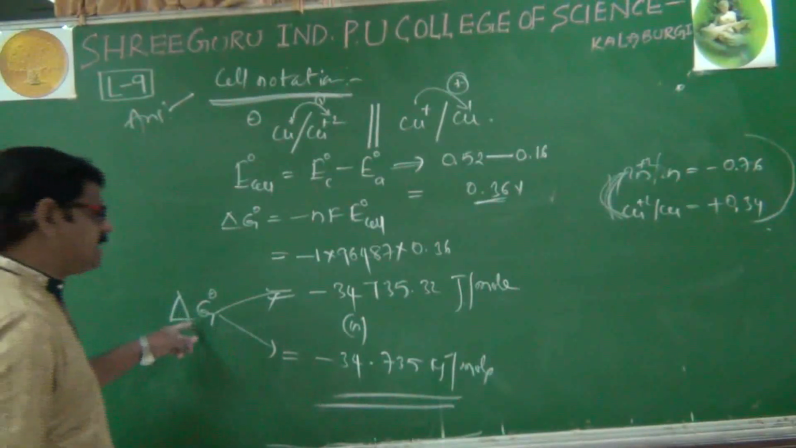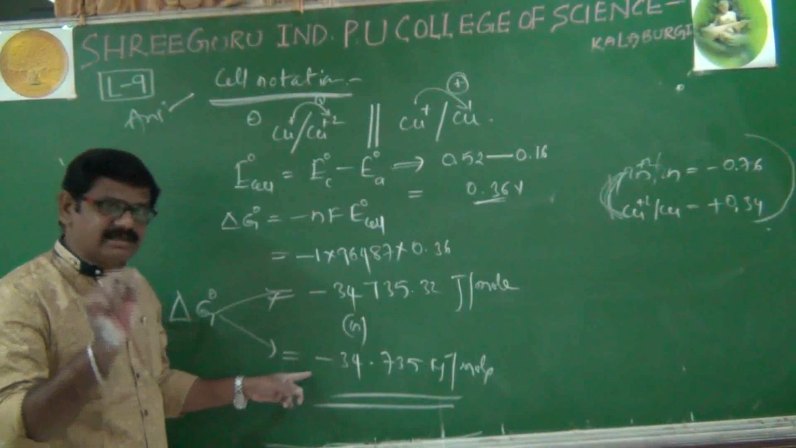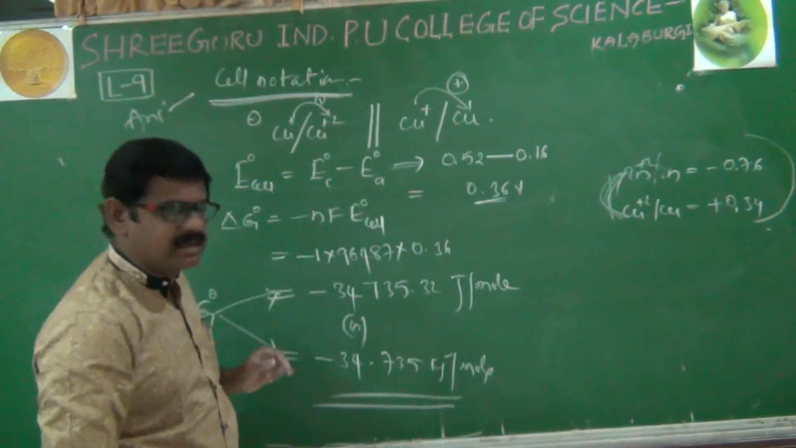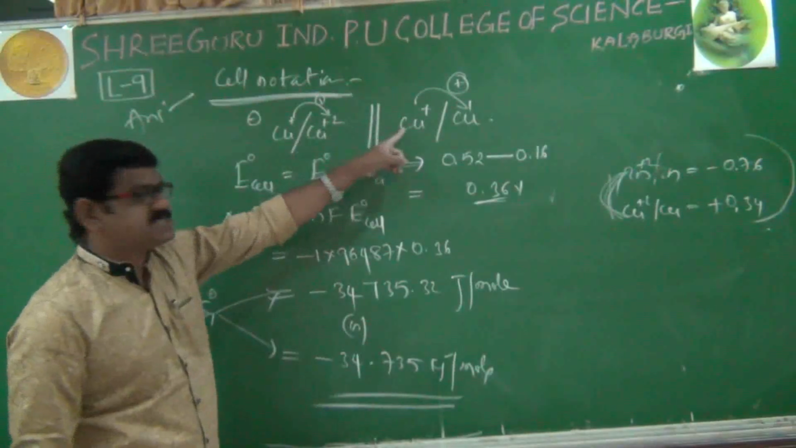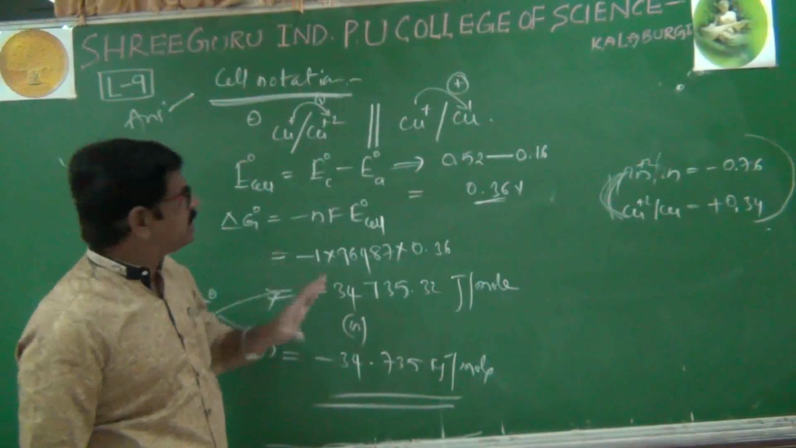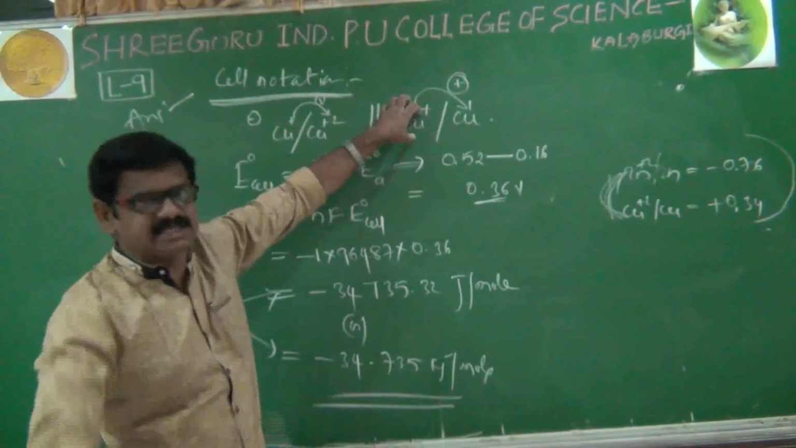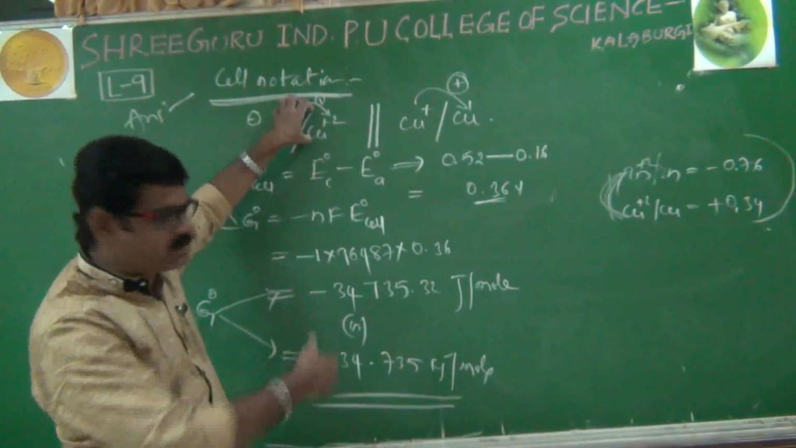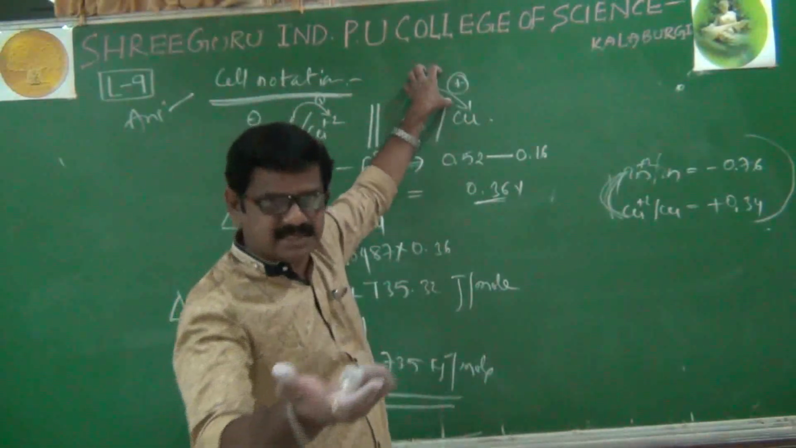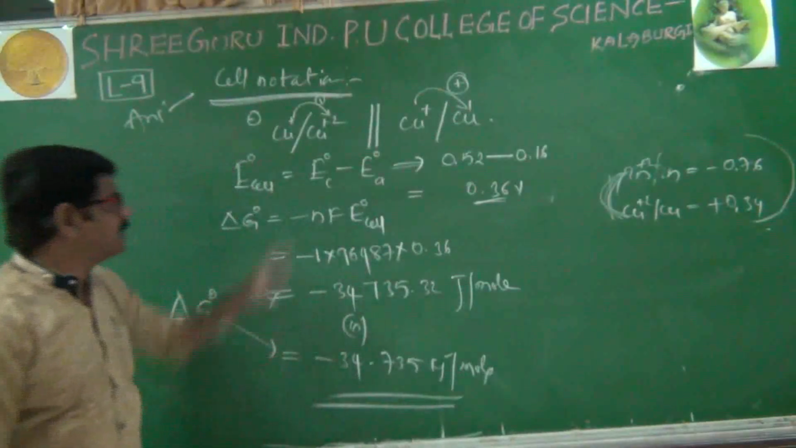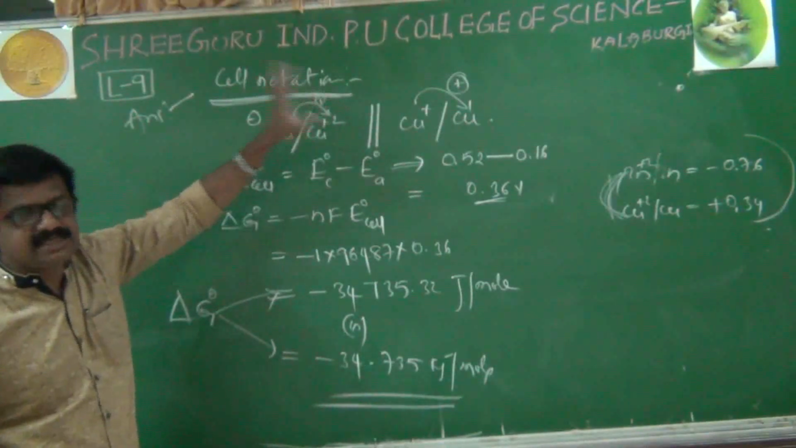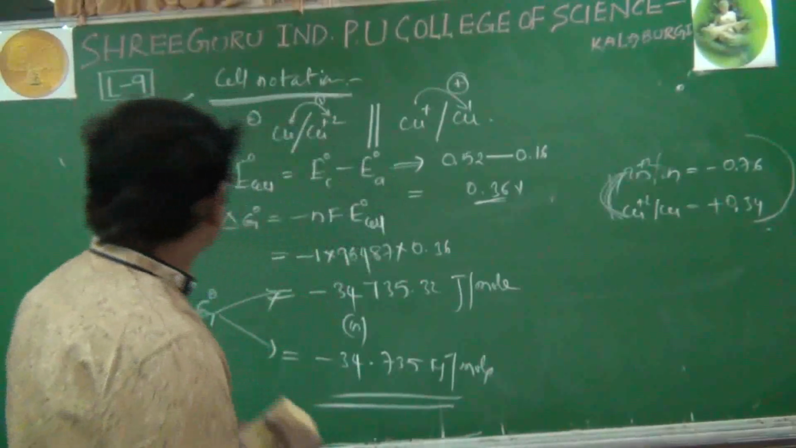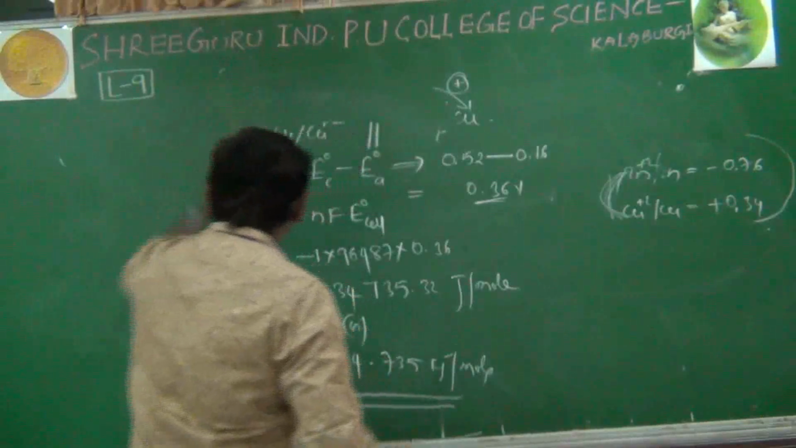The negative sign of delta G naught indicates that when both electrodes are connected to each other, spontaneous reduction is definitely taking place. Why? Because we have constructed the cell according to their SRP values only. The electrode with less SRP is arranged as the anode, and the one with more SRP is arranged as the cathode. Obviously, then the reaction will be spontaneous. Next, we'll discuss some different type of question.